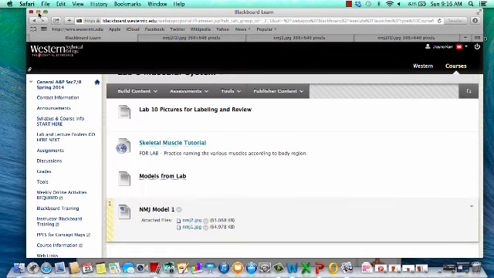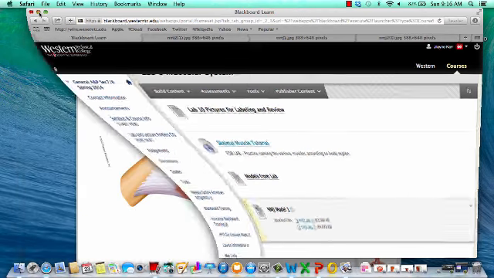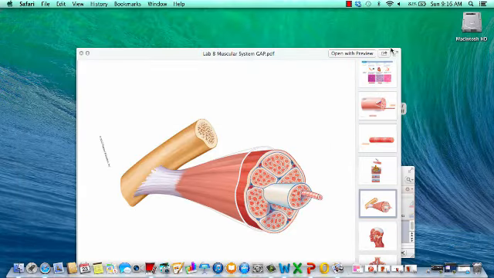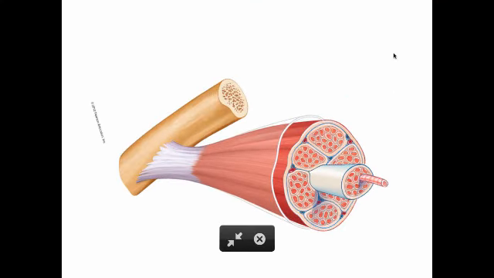All right, so that concludes the microscopic anatomy of the muscular system. We will pick up next time with looking at objective number 5 on page 21.